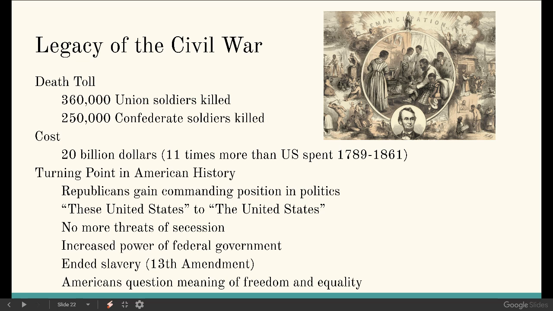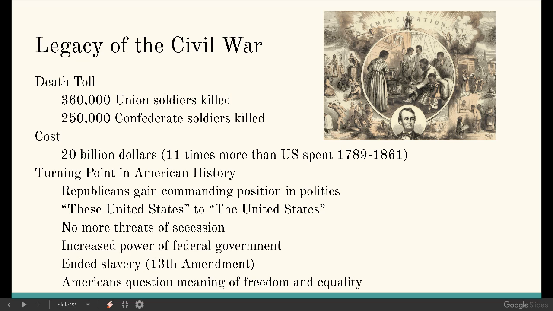And something really good out of the Civil War is the end of slavery. Now, remember, I mentioned the Emancipation Proclamation did not end slavery in the country. It's the 13th Amendment that does that. So the 13th Amendment is passed right at the end of the war. And the 13th Amendment officially ends slavery in the United States.